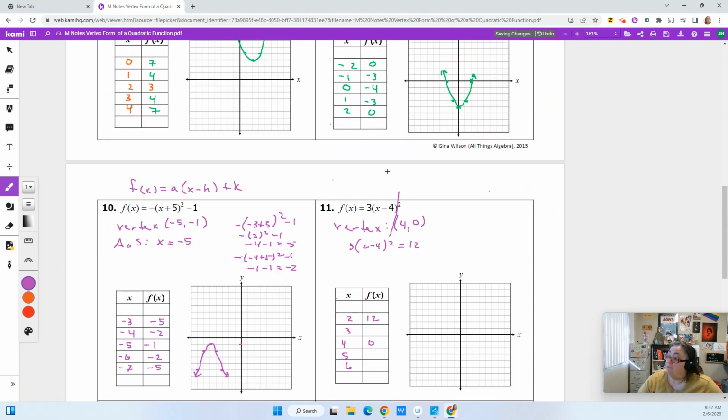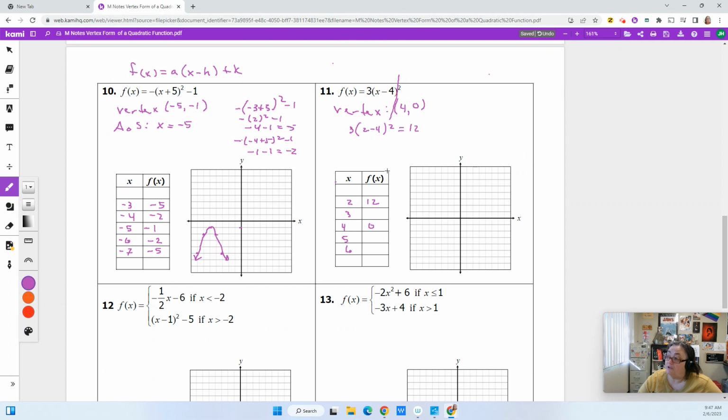These numbers feel big to me, right? But it's because we talked about that. They're going to grow really quick because they have that stretch on them. If I plug in 3 here, that's going to be 3 times 3 minus 4, which equals, when I square that, 3 minus 4 is negative 1, and when I square negative 1, I just get 1, and 3 times 1 is 3. And so here we'll have 3, and here we'll have 12, because we know they repeat, because we know they're symmetric.